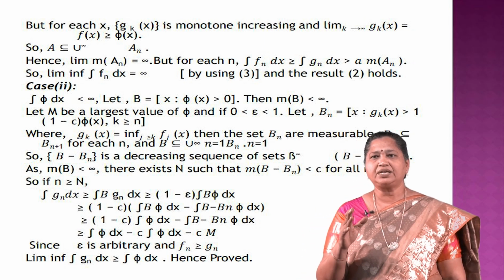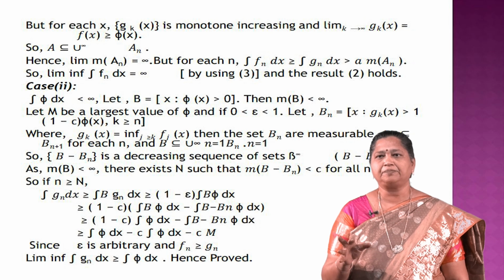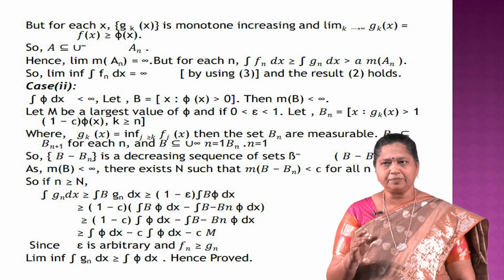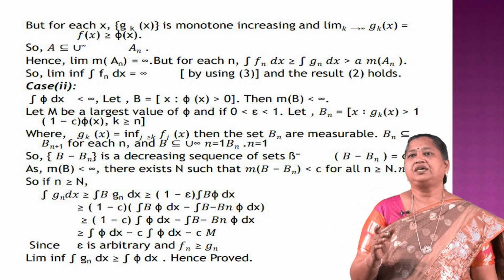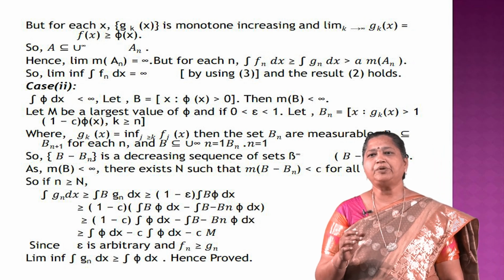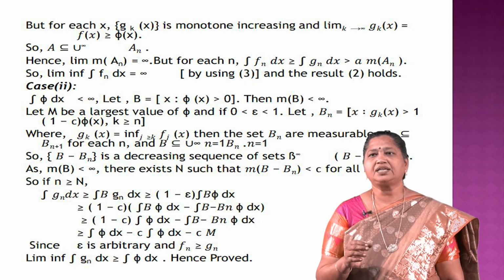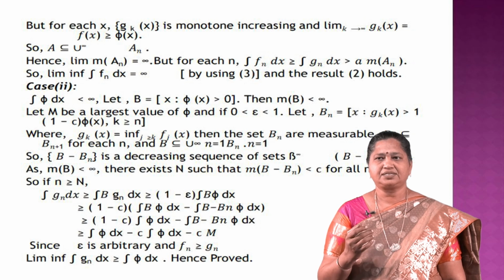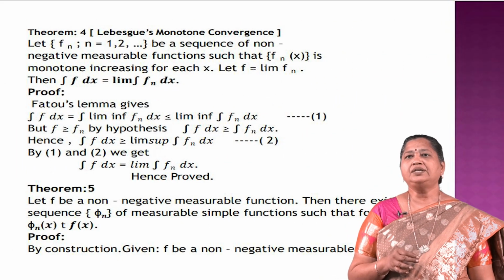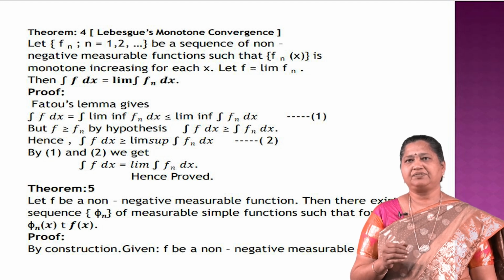Again, this is greater than or equal to the integral of phi dx minus epsilon times the integral of phi dx minus epsilon times M. Since epsilon is arbitrary, and f_n is greater than or equal to g_n, the limit infimum of the integral of f_n dx is greater than or equal to the integral of phi dx. Hence the proof.